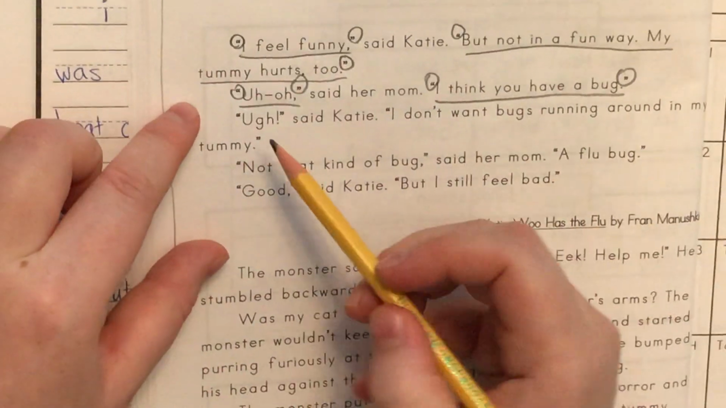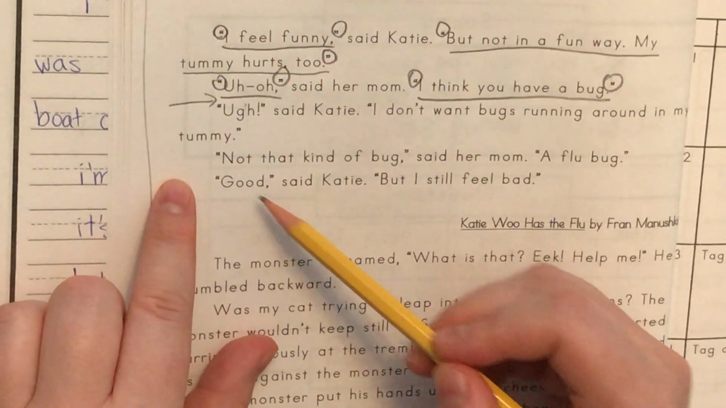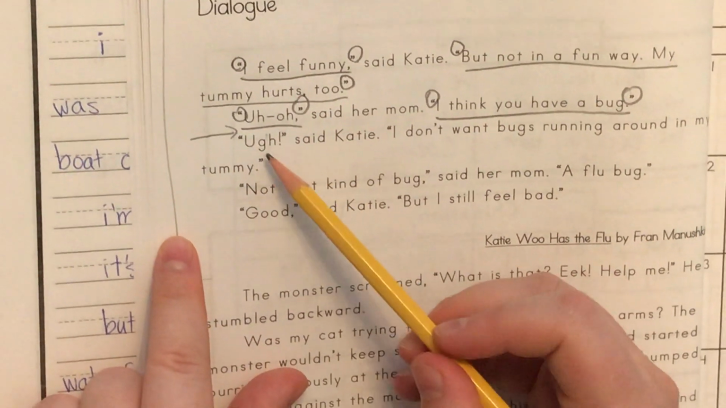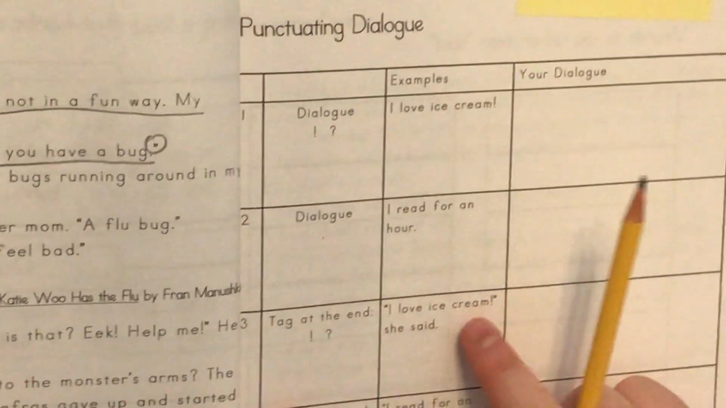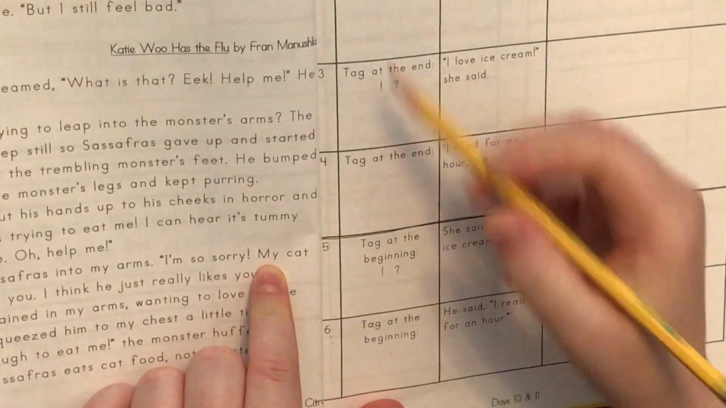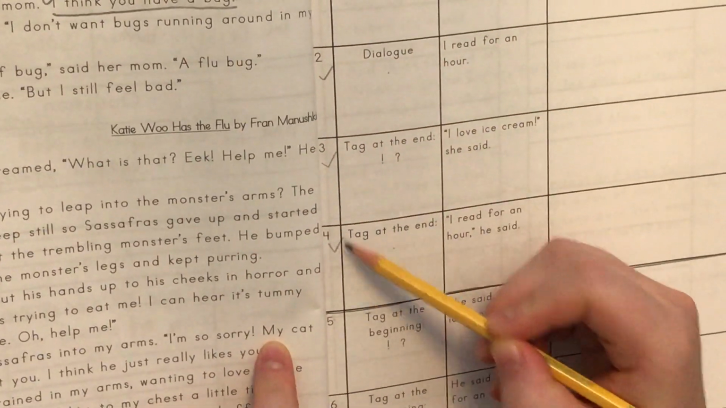So I want you to, starting here, work on that section yourself. I want you to do the same exact thing I did. I want you to circle quotation marks and then underline when someone is speaking. Now you're going to practice punctuating dialogue. We are not doing 5 and 6 today. We're just doing sections 1, 2, 3, and 4.